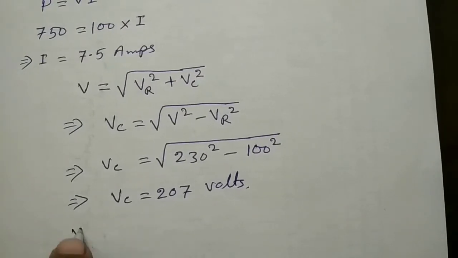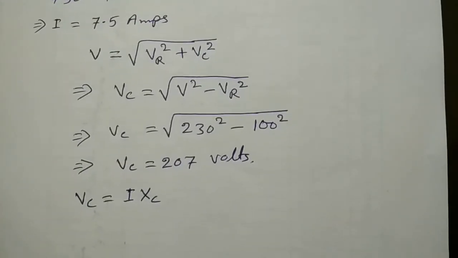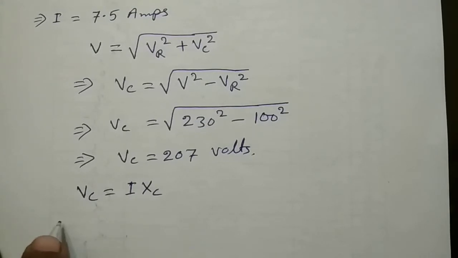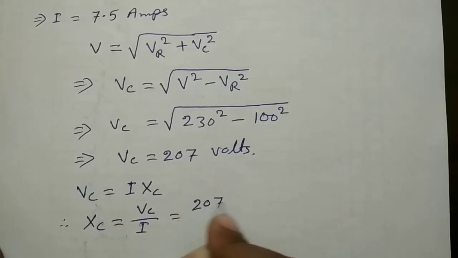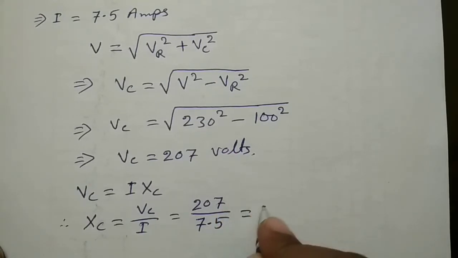Now the Vc is also I into Xc. So from there we can find the value of Xc, that is Vc upon I. It is 207 upon the current, which is 7.5, and the value will be 27.6 ohms.